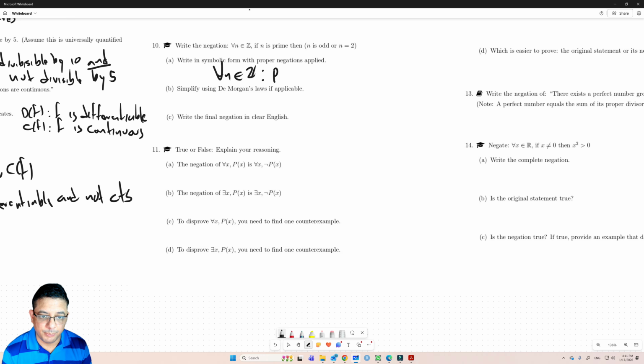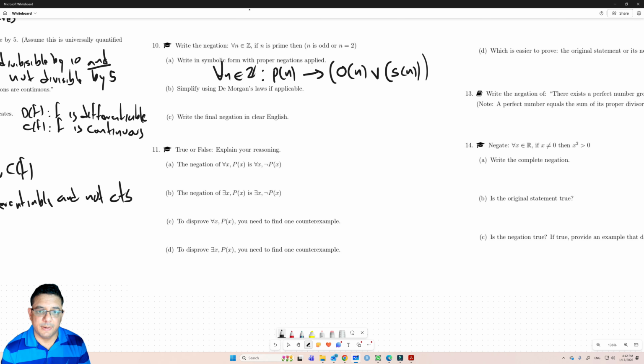If n is prime, so P of n is n is prime, then, and I'm going to call this O of n, or, and I'm going to call this S of n. These are different predicates. S of n will be n is equal to 2, O of n will be n is odd, and P of n will be n is prime. Now, if we're going to simplify this by using De Morgan's law, if applicable, then we can rewrite this in a different way.